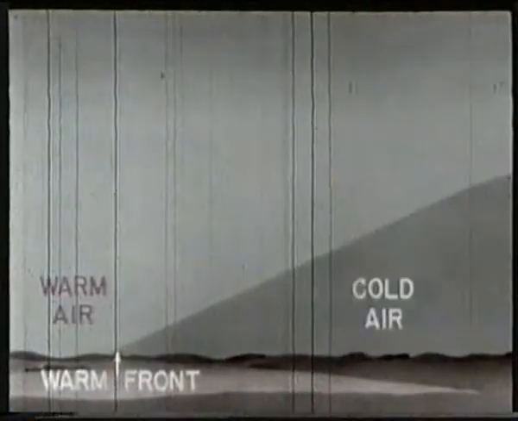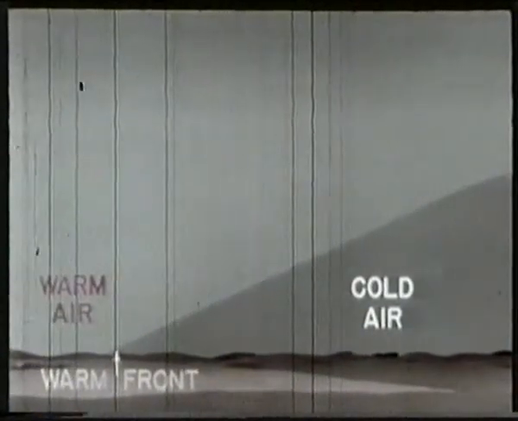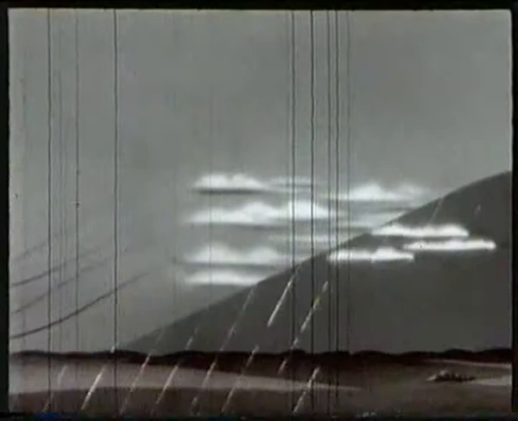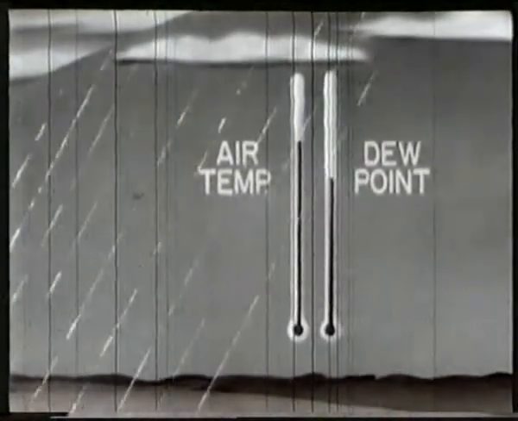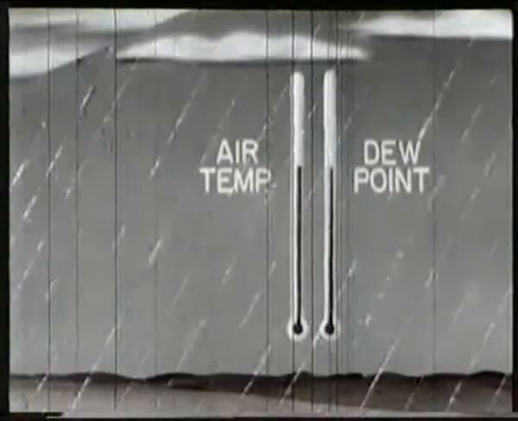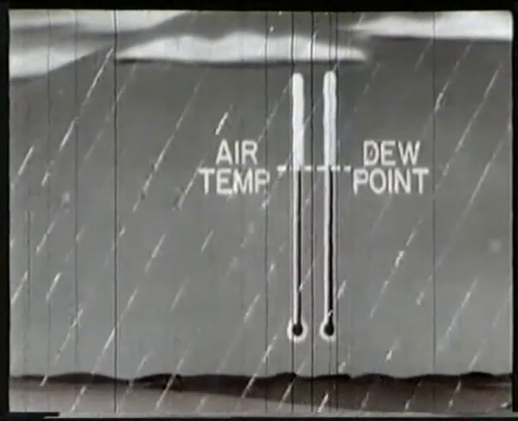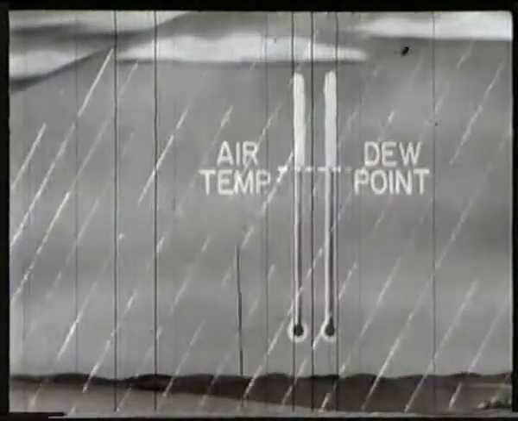Along a warm front, warm air lies over a wedge of cold air. As the front moves, the warm air rises and is cooled adiabatically. Moisture condenses and clouds form. Rain falls from the clouds into the cold air below. Evaporation of the rain lowers the air temperature and raises the dew point until the air temperature and dew point coincide. Fog then forms.